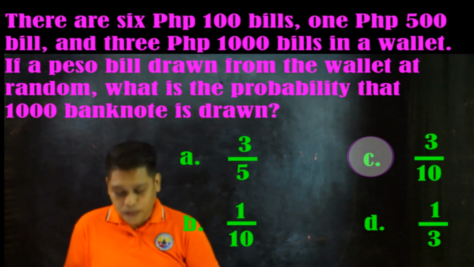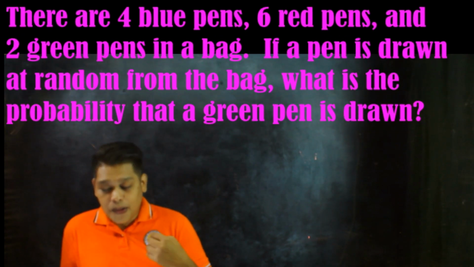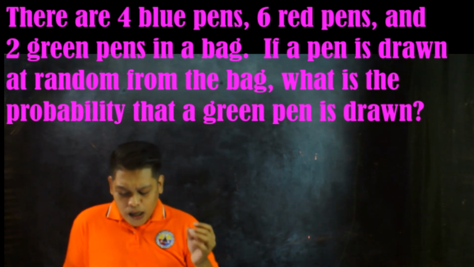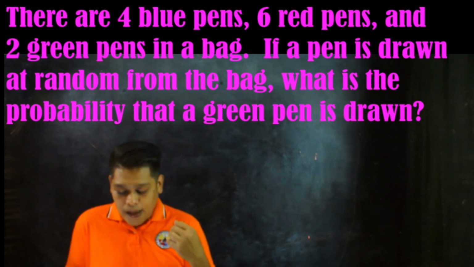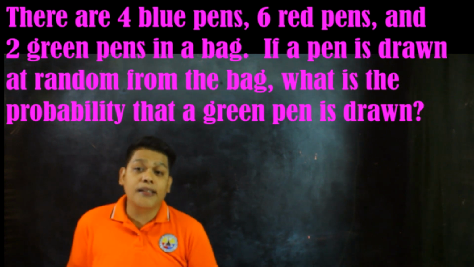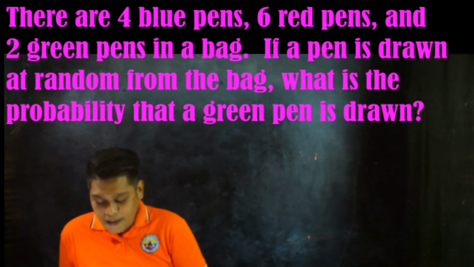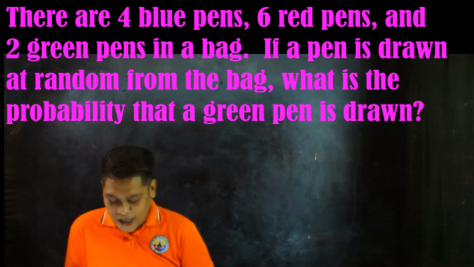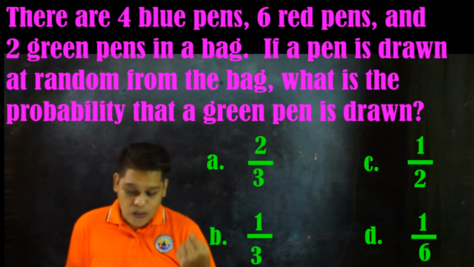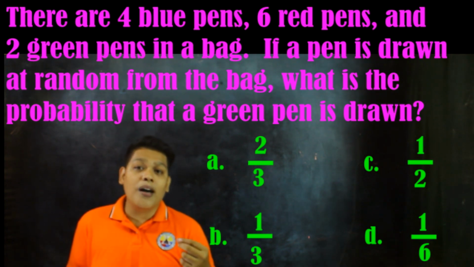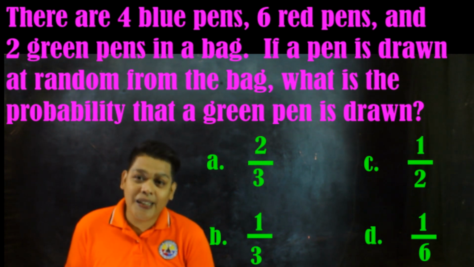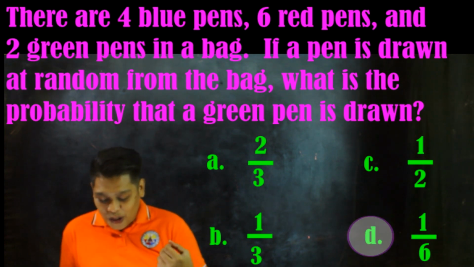I hope you got it correct. Number 4. There are 4 blue pens, 6 red pens, and 2 green pens in a bag. If a pen is drawn at random from the bag, what is the probability that a green pen is drawn? The choices are letter A, 2 over 3, letter B, 1 over 3, letter C, 1 over 2, and letter D, 1 over 6. So the correct answer is letter D, 1 over 6.